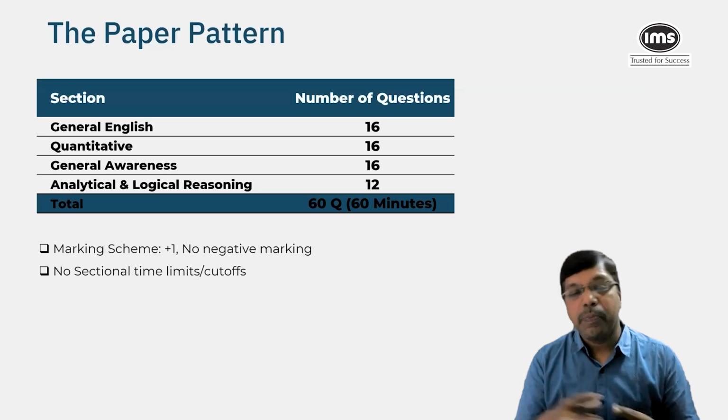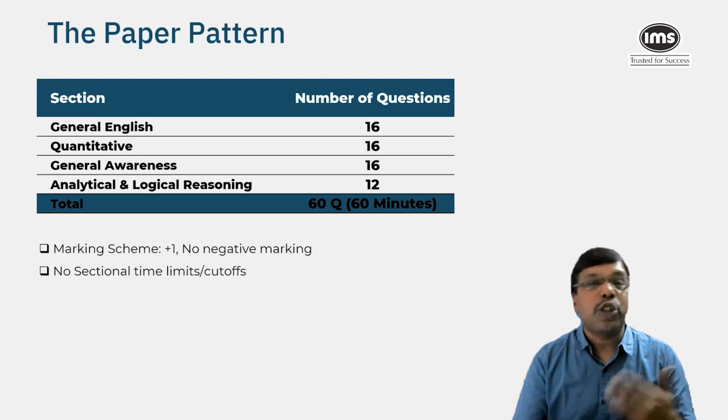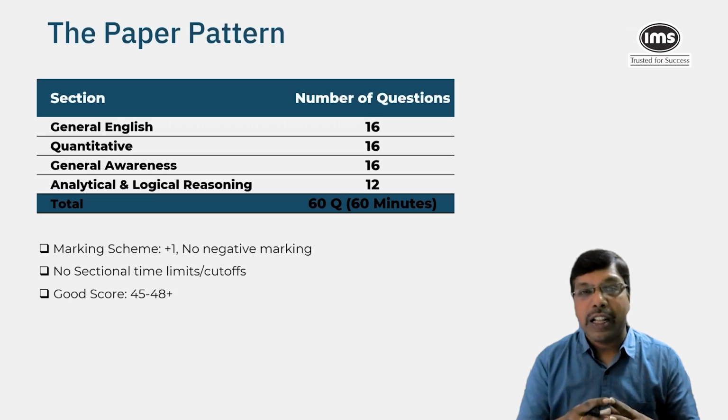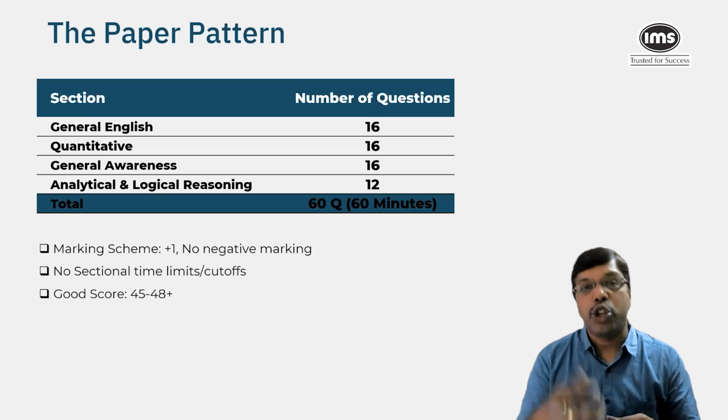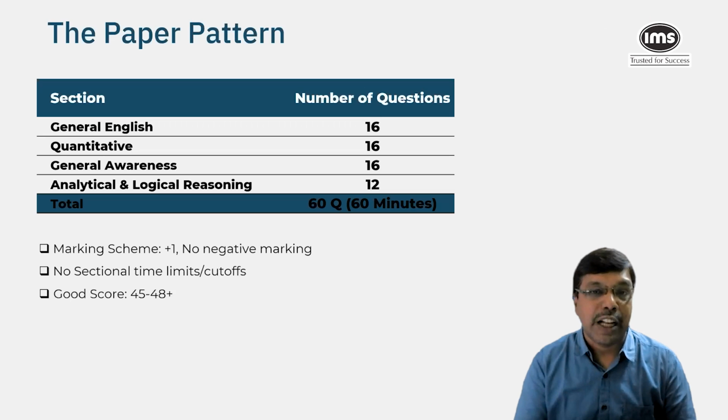And based on the past few years' data, we understand that a score of 45 to 48 plus will be a good score that will give the student a great chance of being shortlisted for an interview for any of the campuses that they have applied for.